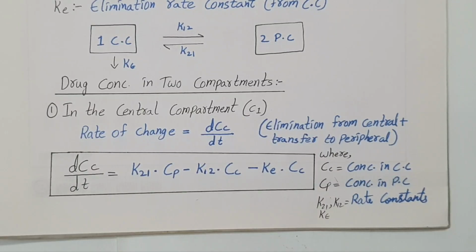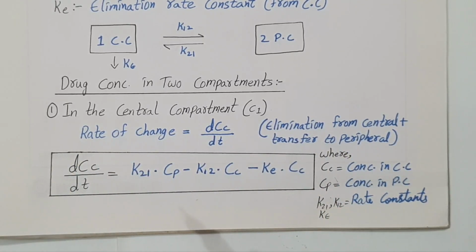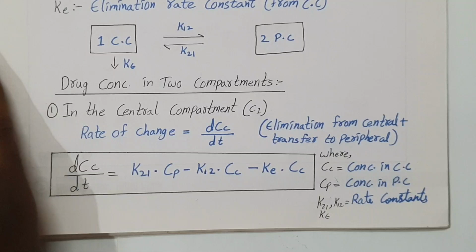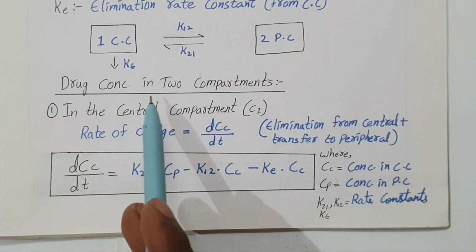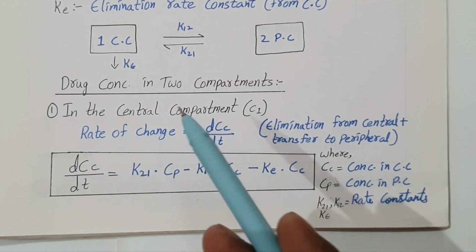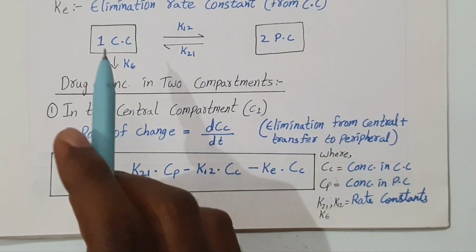Now let's get into the calculation part. Don't worry about it, we'll keep it simple. We want to find out how the concentration of drug changes in each compartment over time. So we have to find out the drug concentration in two compartments. First, we are taking the central compartment.